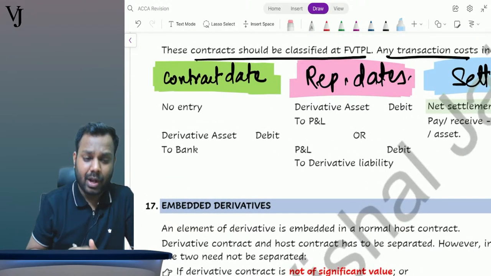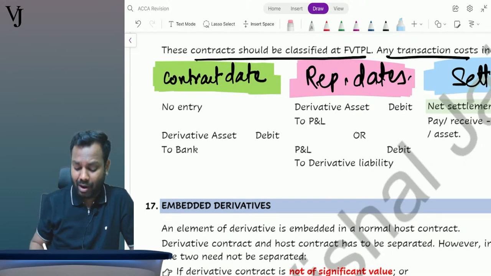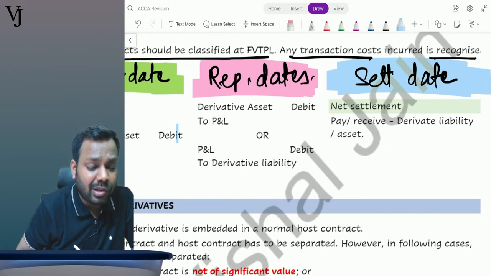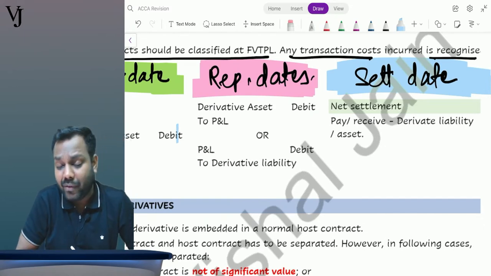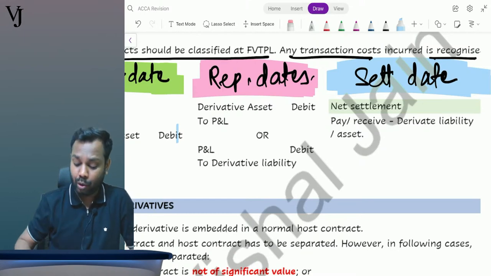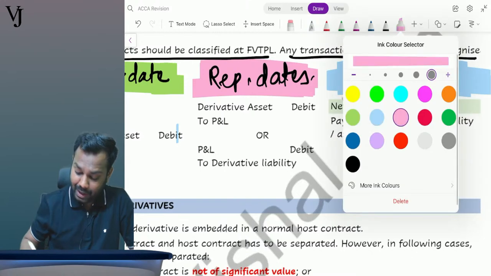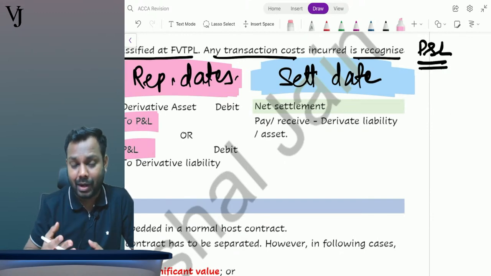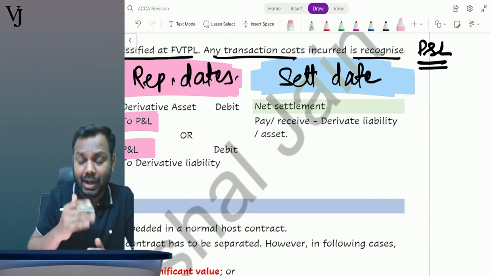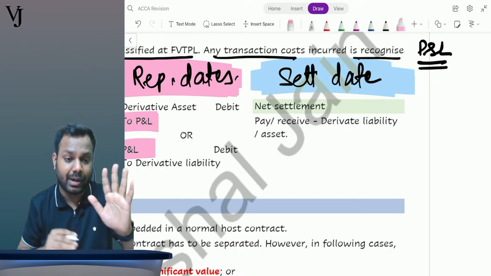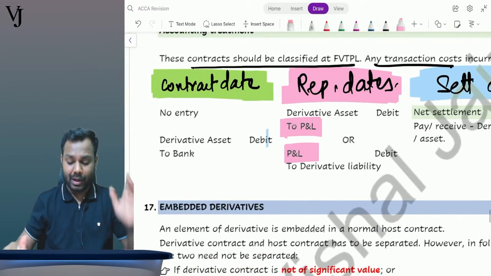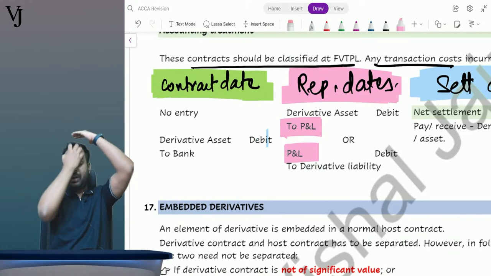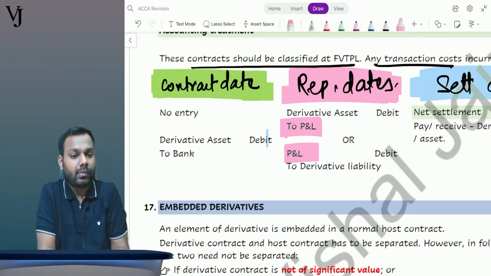Why? Because of nil investment. Or if I'm making some low investment, I will record a derivative asset account, debit to bank, whatever investment I have made. On reporting date, I will see if it is a favorable situation, then derivative asset. If it is an unfavorable situation, then derivative liability, through P&L. Whether derivative asset or derivative liability, I am recording it through P&L. On the settlement date, if it is a derivative asset, I will recover the derivative asset. If it's a derivative liability, I will pay off the derivative liability. That's all. Is it clear to everyone? Come on guys, tell me.